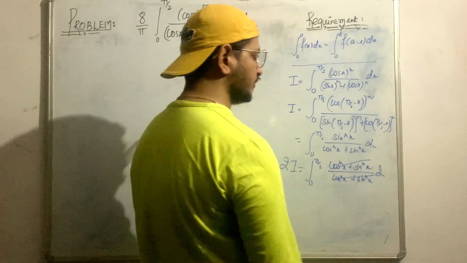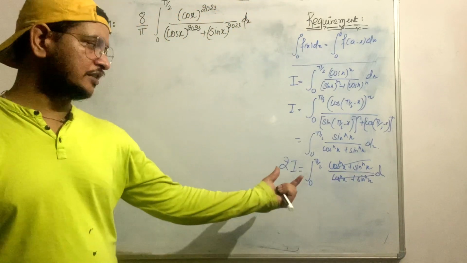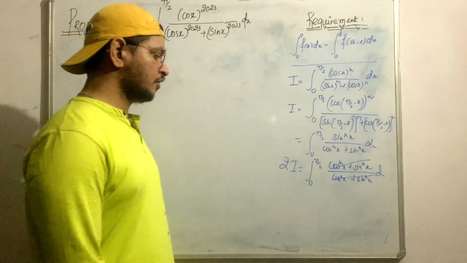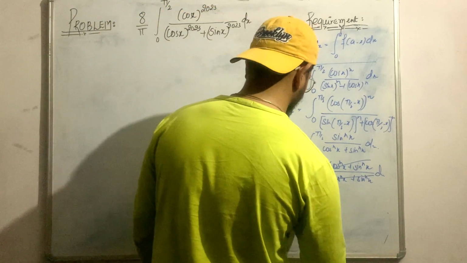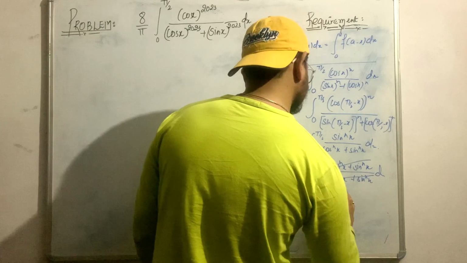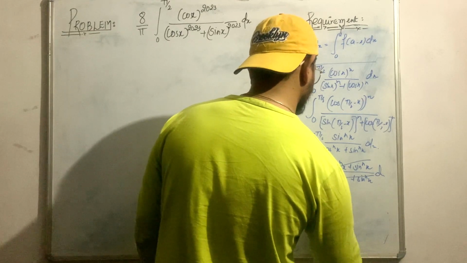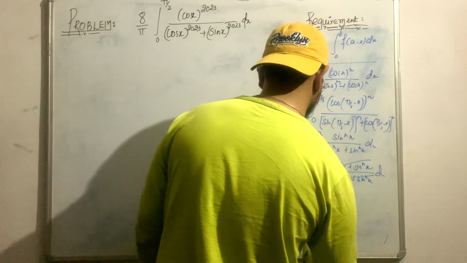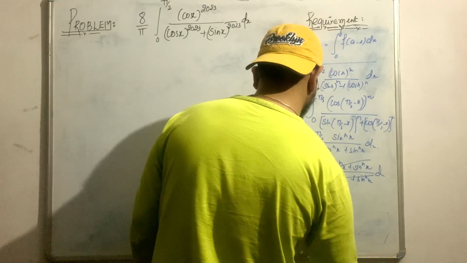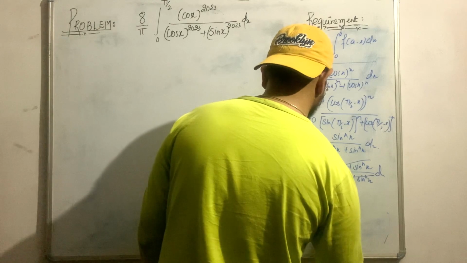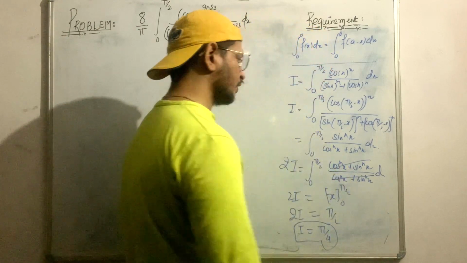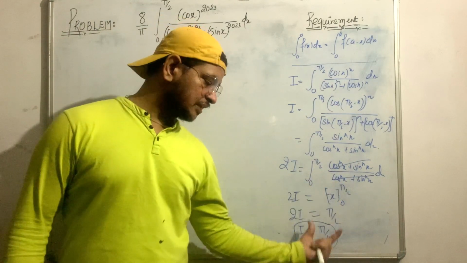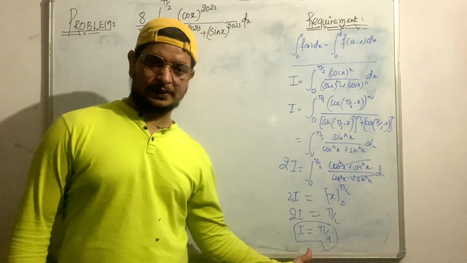This value and this value will get cancelled. You will get the value as 1, and the integration of 1 is x, so you can write 2I is equal to x going from 0 to pi by 2, and you write this answer as pi by 2, that is equal to 2I. So the value of I that you are getting is equal to pi by 4. We don't have to do all these steps, just write the answer as pi by 4.